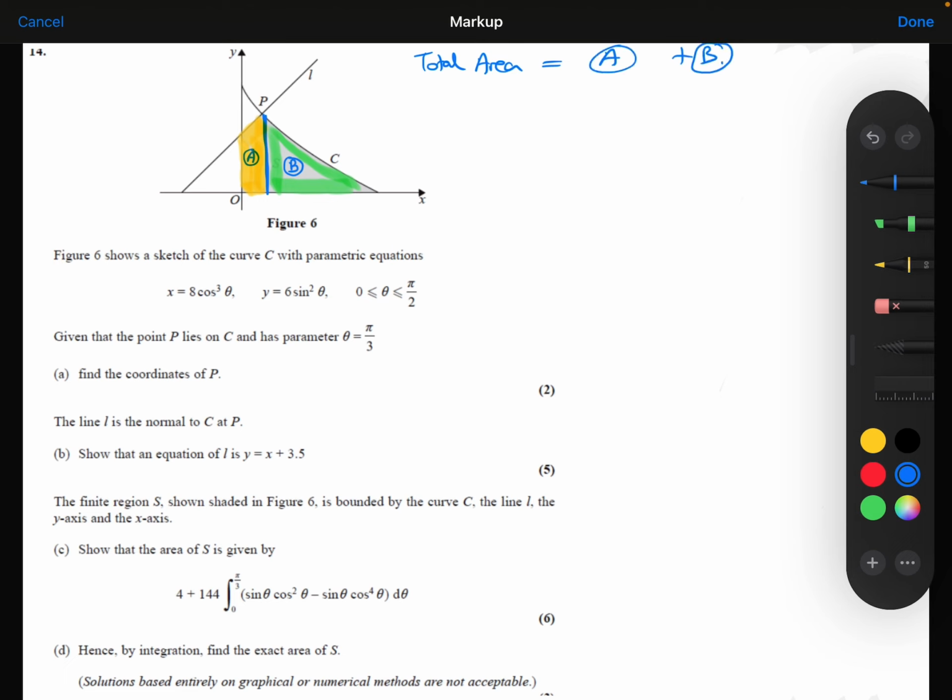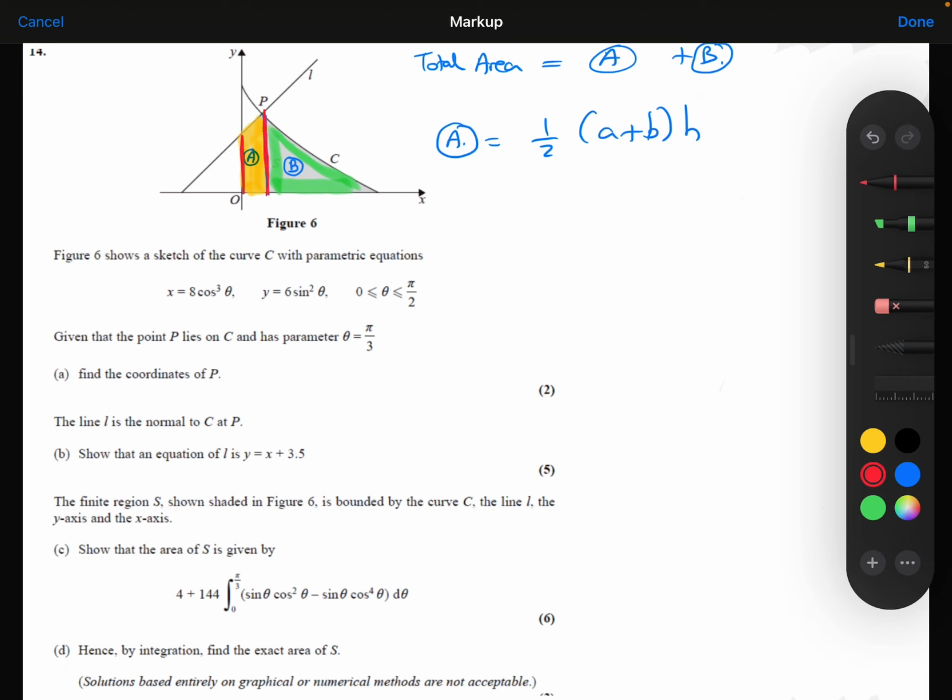So let's do the trapezium first of all. So it's trapezium. So I know this is going to be half A plus B times H, where A and B are the two parallel sides and H is the height between them. So the two parallel sides, well, this is one of them and this is the other one.